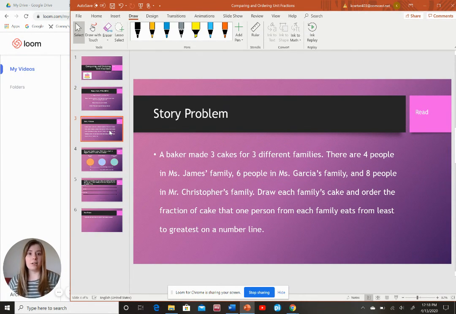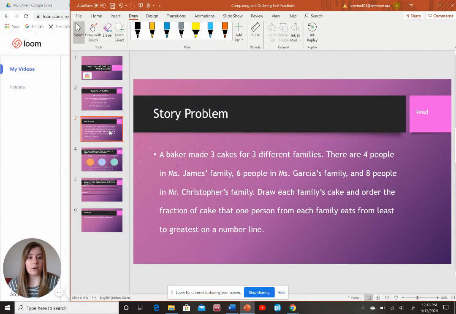This one is about a baker who is making a cake for some families. We are going to go ahead and draw some pictures and then order some fractions with number lines. So I'll read it, and I want you guys to be thinking to yourself about which numbers are going to be important to our problem. So this says, a baker made 3 cakes for 3 different families. There are 4 people in Miss James's family, 6 people in Miss Garcia's family, and 8 people in Mr. Christopher's family. It says to draw each family's cake and order the fraction of cake that one person from each family eats from least to greatest on a number line.